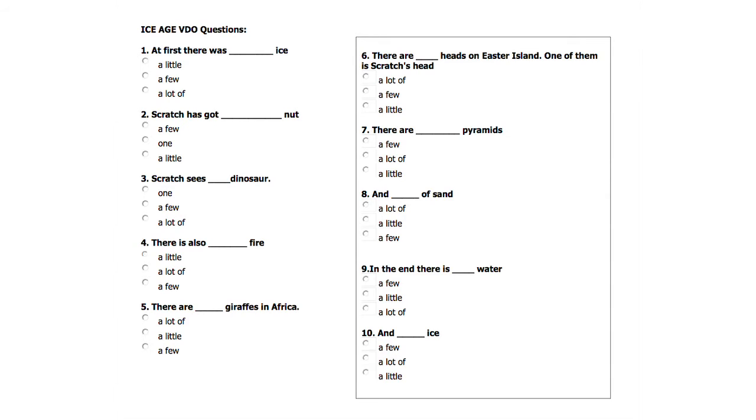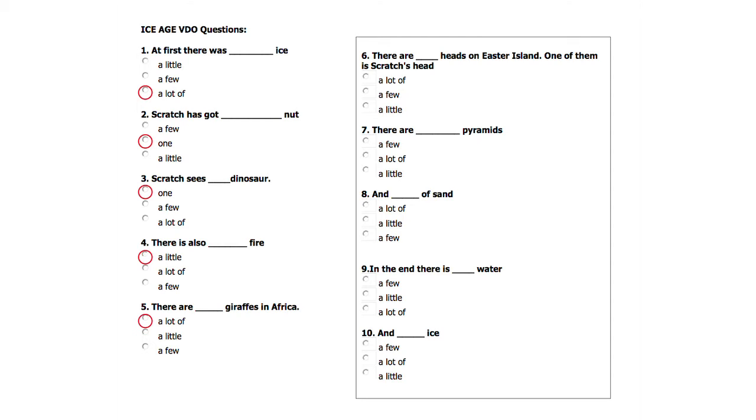Okay, so now let's answer these questions. At first there was a little, a few, or a lot of ice. Good. At first there was a lot of ice. Number 2, Scratch has got a few, one, a little nut. Good. Scratch has got one nut. Number 3, Scratch sees one, a few, or a lot of dinosaur. One dinosaur. Number 4, there is also a little, a lot of, or a few fire. Good, a little fire.